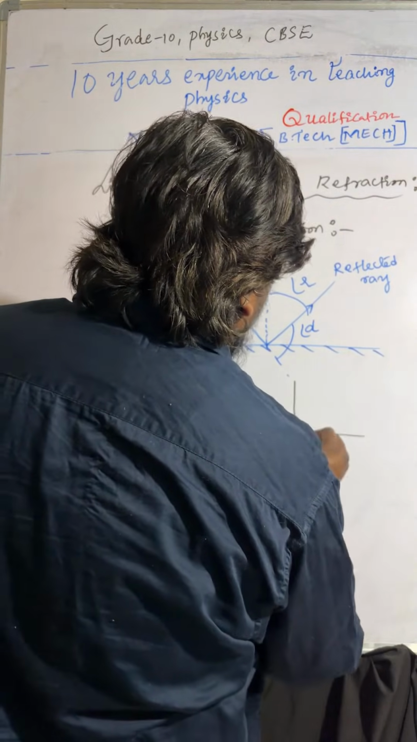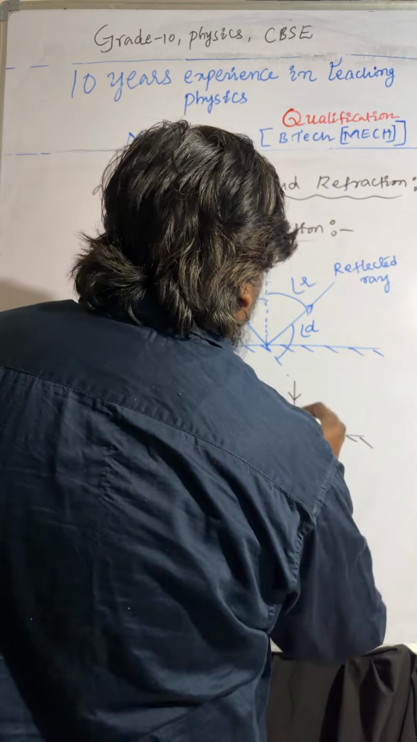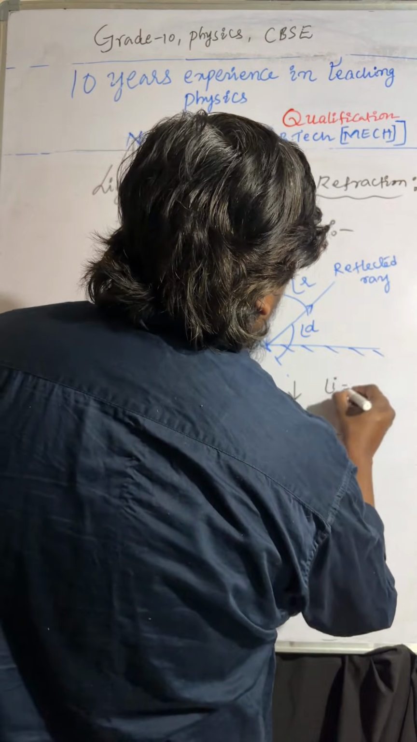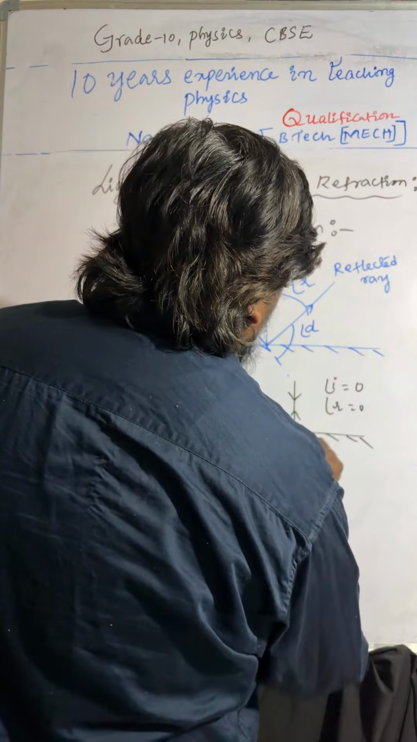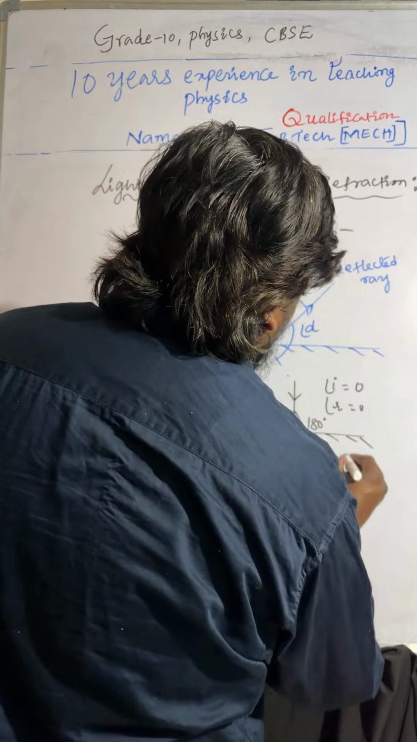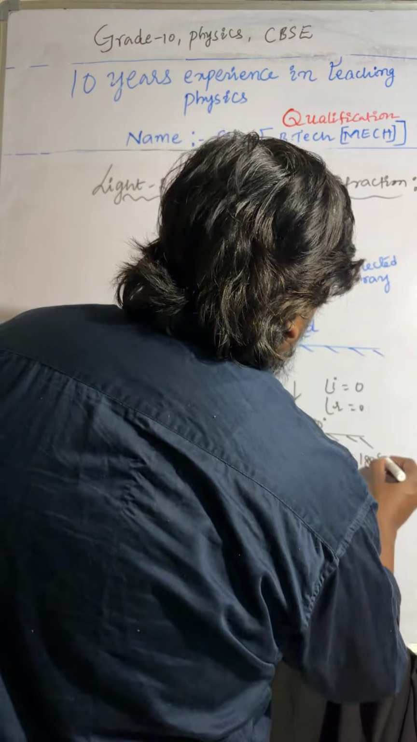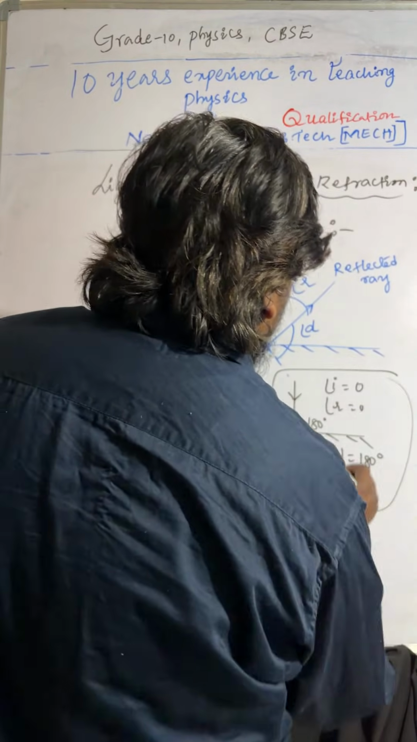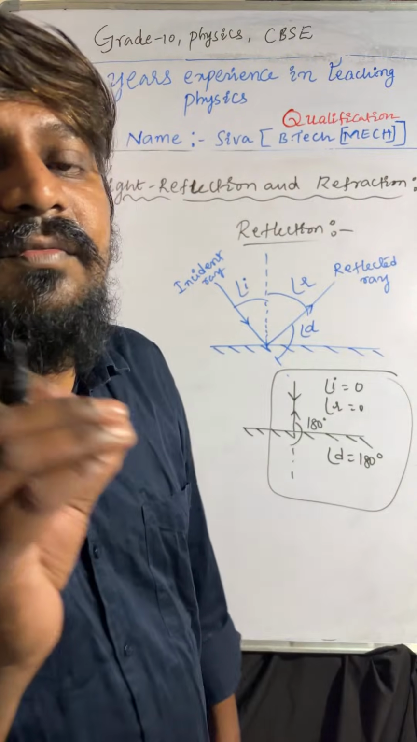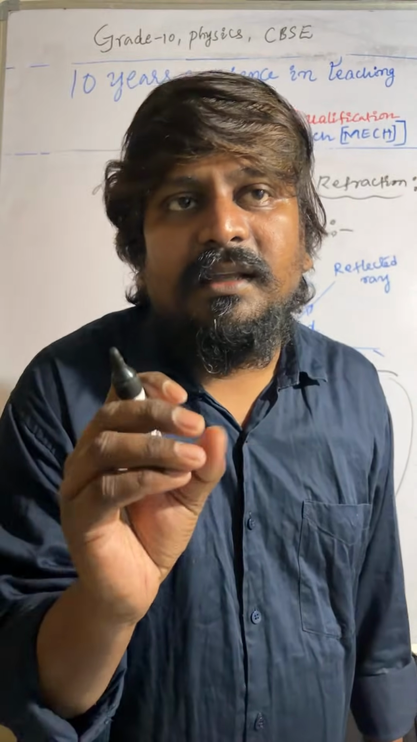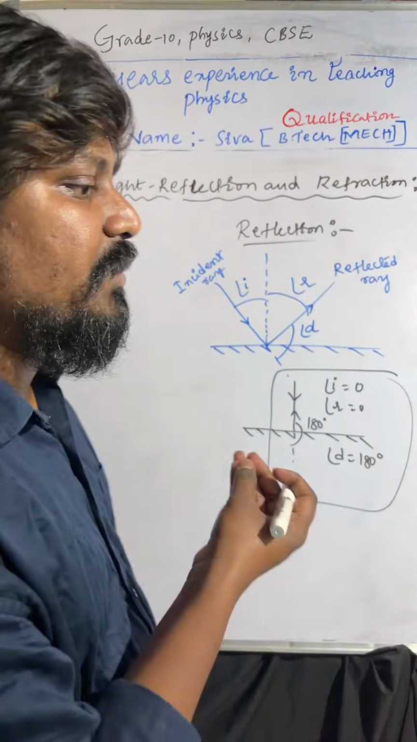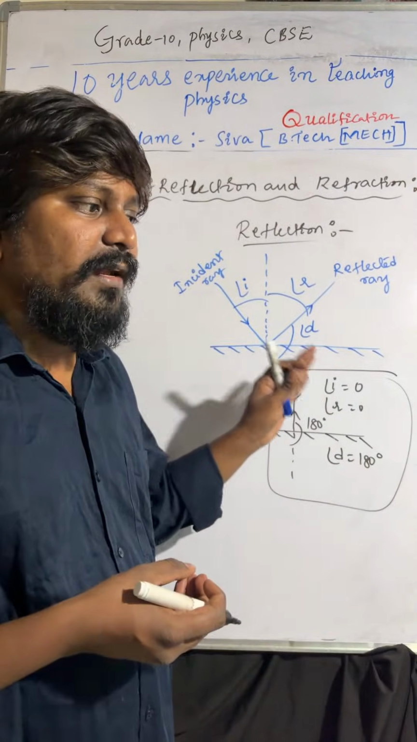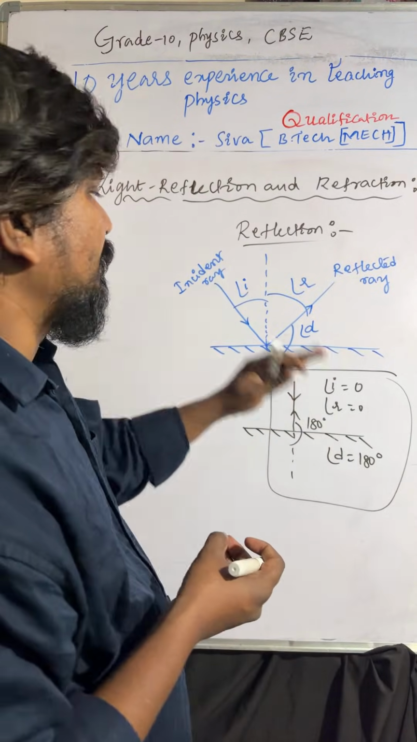If the light ray moves along the normal line, the angle of incidence is 0, the angle of reflection is 0, and the angle of deviation equals 180 degrees. Keep in mind, this question will come in the exam, for 1 mark or sometimes in the MCQ part. Very important, so make sure you prepare this.